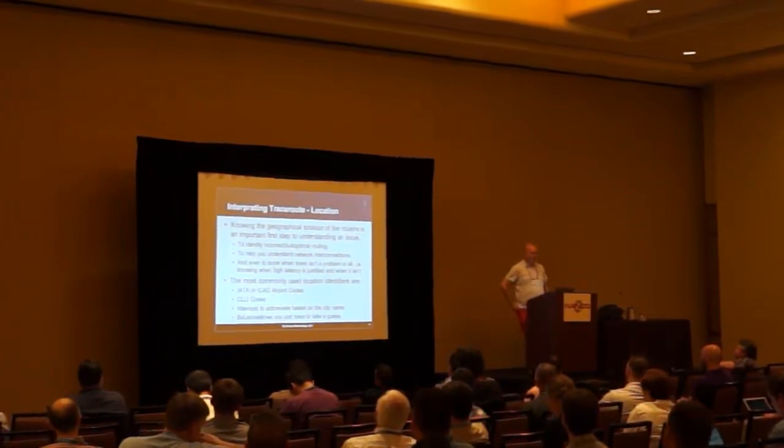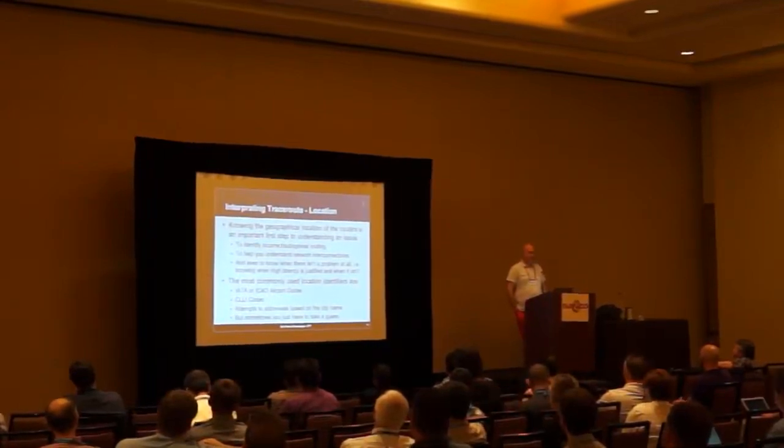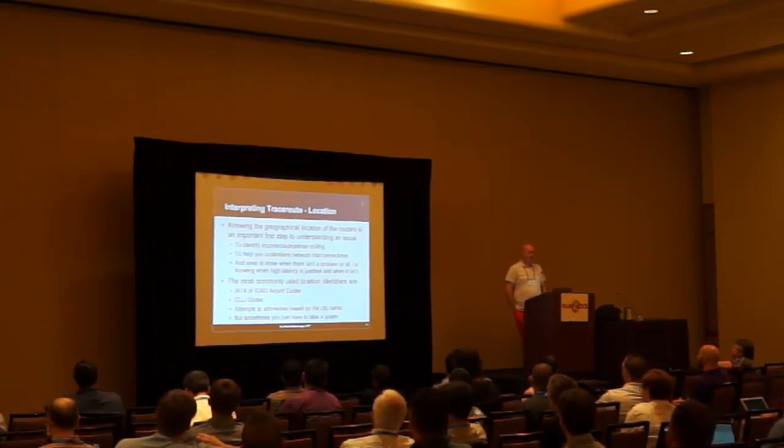So the most commonly used location identifiers that people put in Traceroute are the IATA or the ICAO airport codes, or CLLI codes, primarily in the US. But a lot of times people just attempt to abbreviate it to a common name.